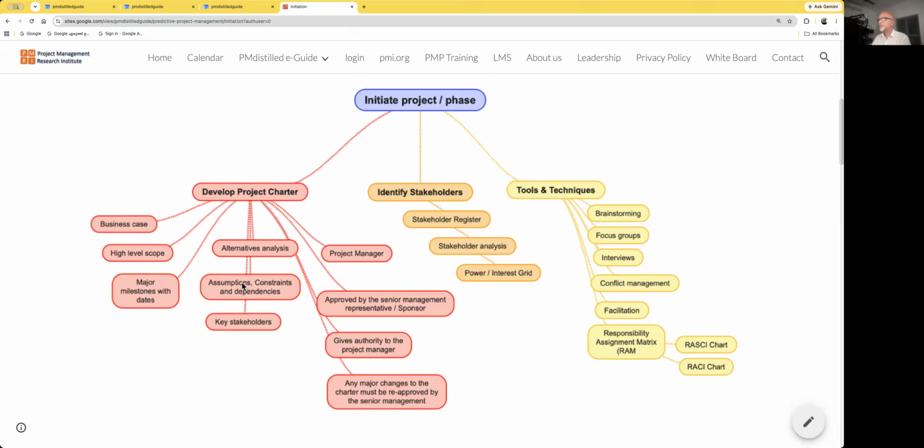And since it is approved by the senior management representative or sponsor, any major changes to the project charter must be reapproved by the senior management or sponsor. So this is the first step.